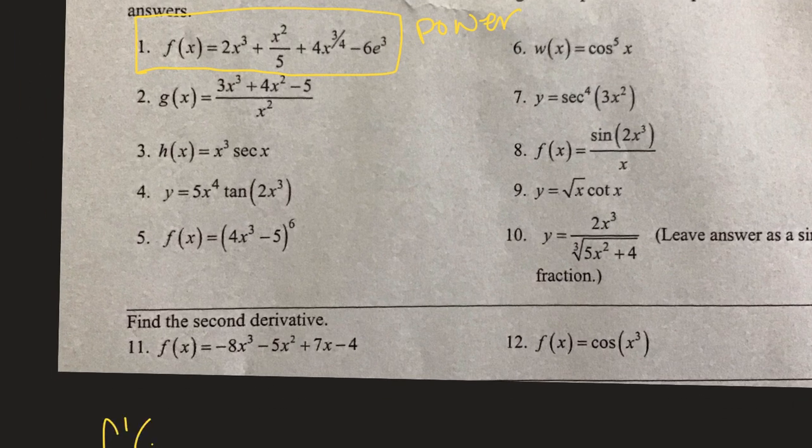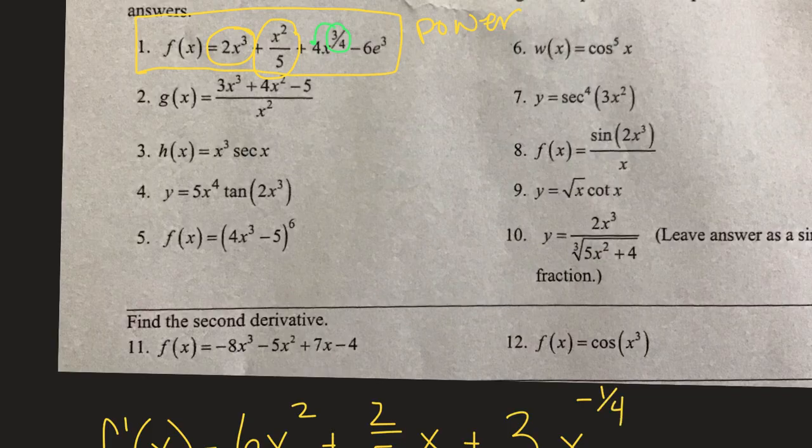So let's go one term at a time. The derivative of 2x cubed is 6x squared. The derivative of x squared over 5 is 2/5 of x to the first power. And now, what do we get when we multiply 3/4 times 4? We just get a 3, so that's 3x to the negative 1/4 power, right? 3/4 minus 1, or 4/4, is negative 1/4.